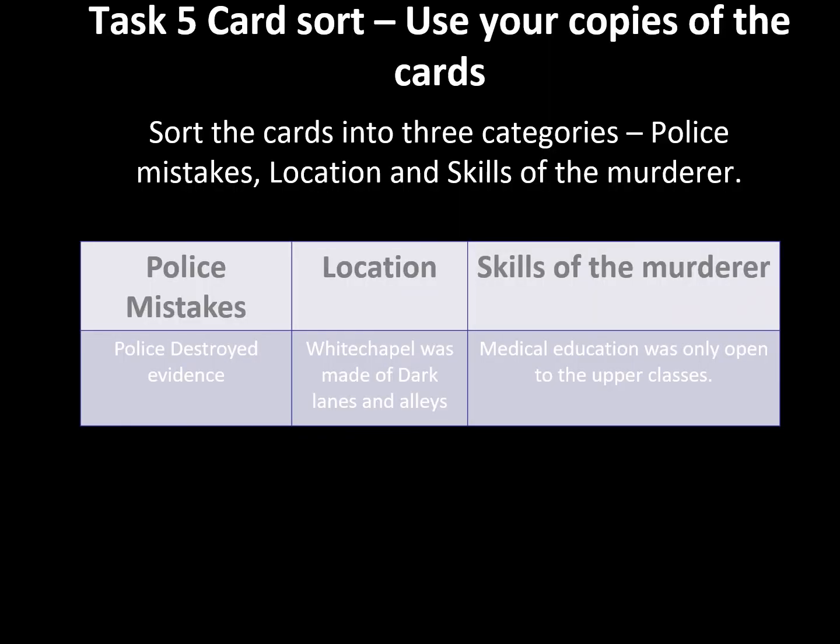So task 5 then, what you're going to do with this is you're going to draw out a table that's similar to this one here. So in one column you're going to have mistakes that were made by the police, things that are to do with the location of where Whitechapel actually is, and things that are skills of this murderer. And we're going to make this table to try and work out why Jack the Ripper actually was never caught. So was it the location he picked, was it the mistakes, or was it that he had particular skills that made it difficult to catch him?